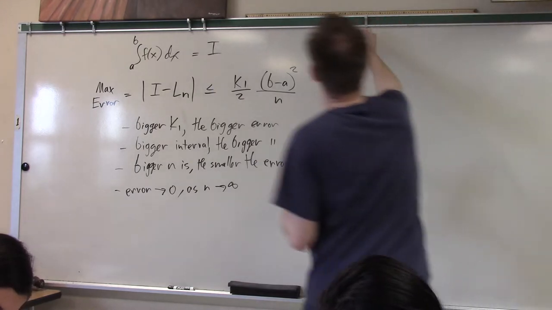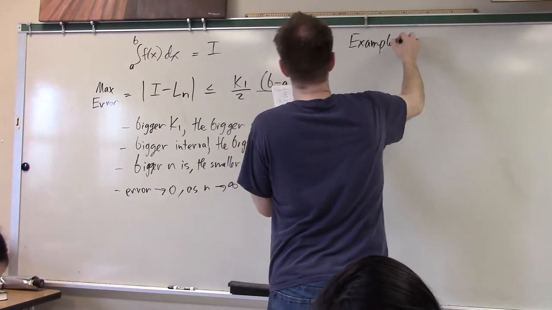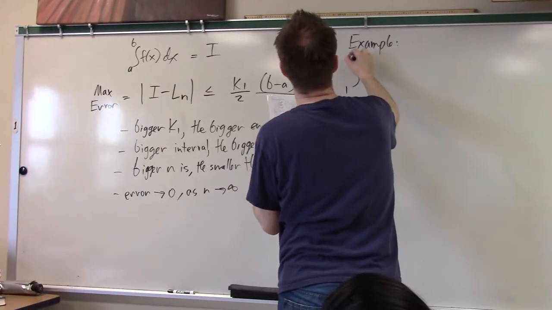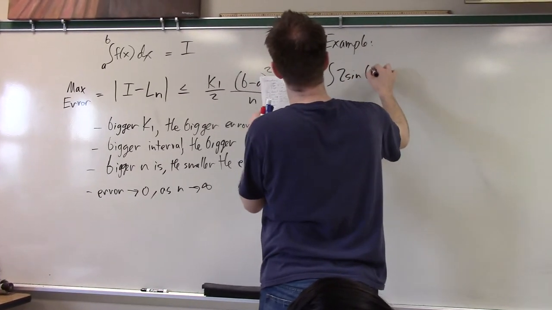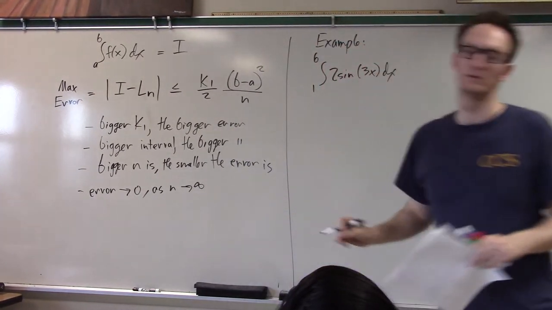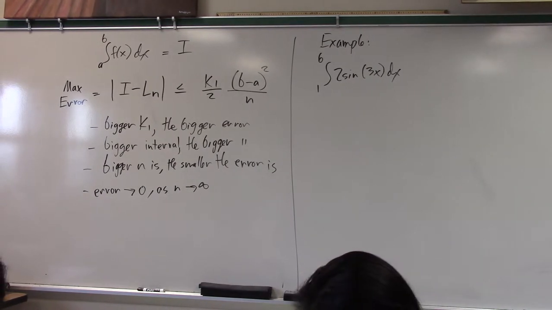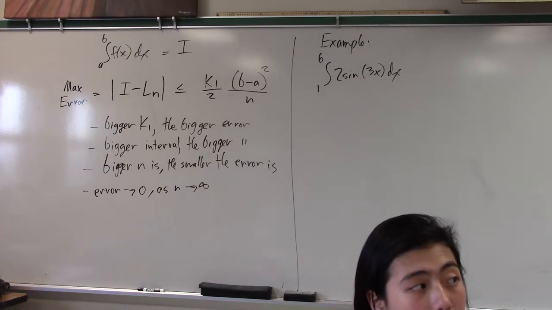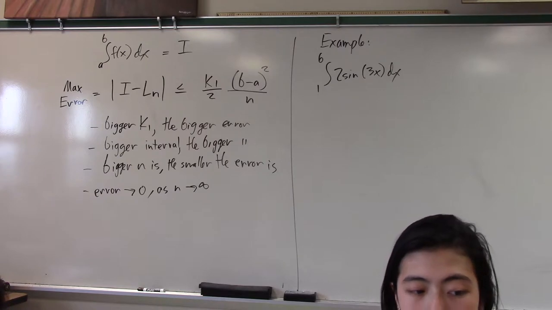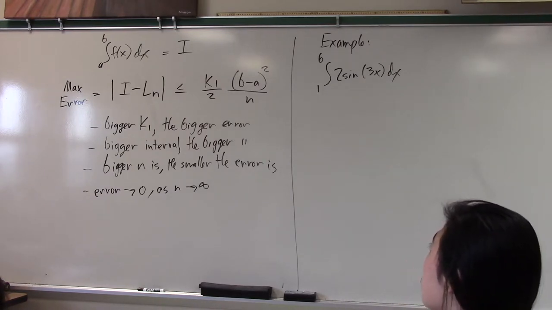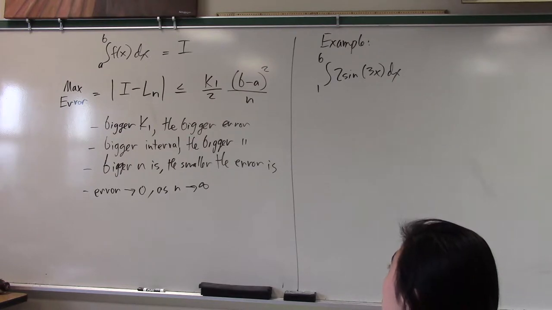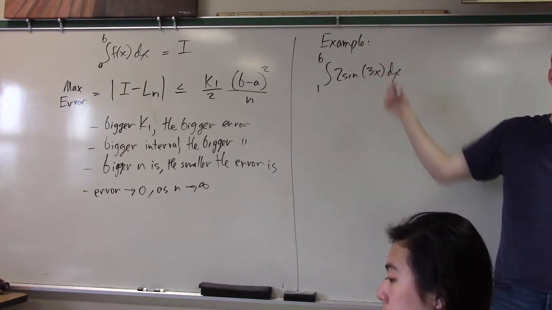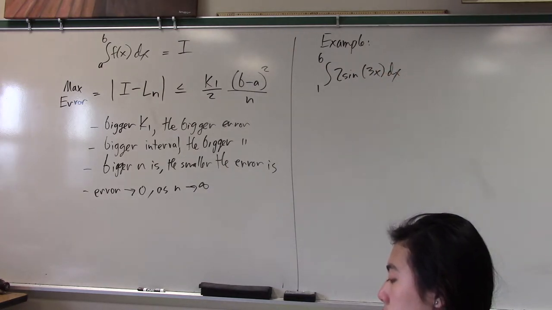Okay, now an example. How can you actually use this? Take some function. Let's take the integral from 1 to 6 of 2 sine 3x dx. We're going to use this as a nice example, even though, what's an obvious statement to make about this integral? We can do it. I don't need to estimate this. Unlike some of the examples we've been working on last class and this class, I could just do this using the fundamental theorem of calculus. But I'm choosing this as an example because it's a nice one.